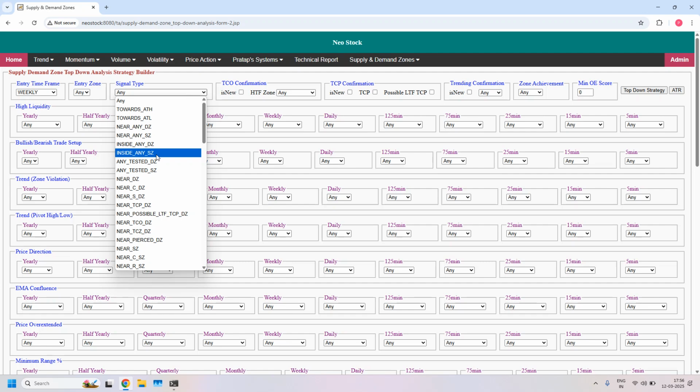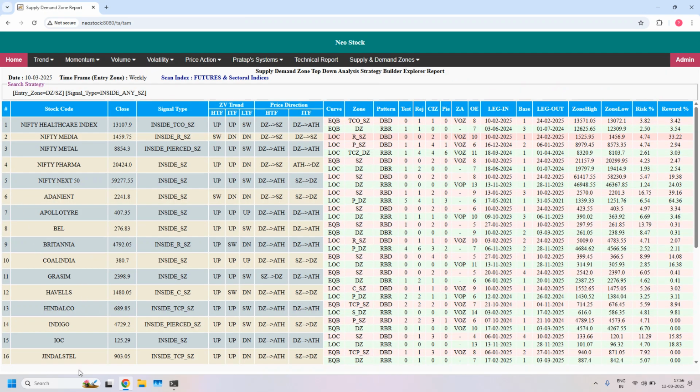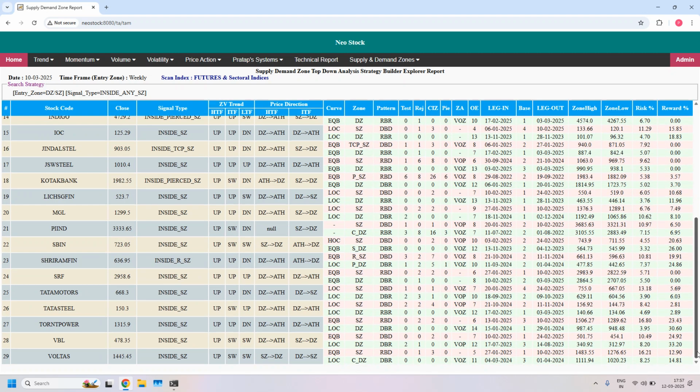Price closed inside the weekly supply zone. First 16 stocks in the list. I am scrolling the list down. So total 29 stocks are filtered. Out of these 29, how many weekly supply zones are having weekly EMA confluence? Let's further filter.